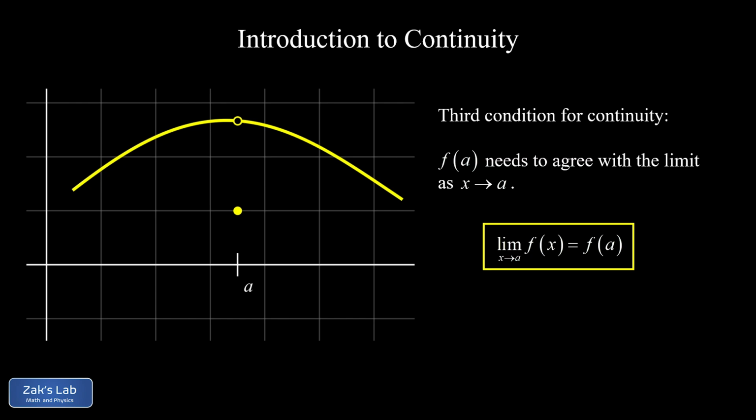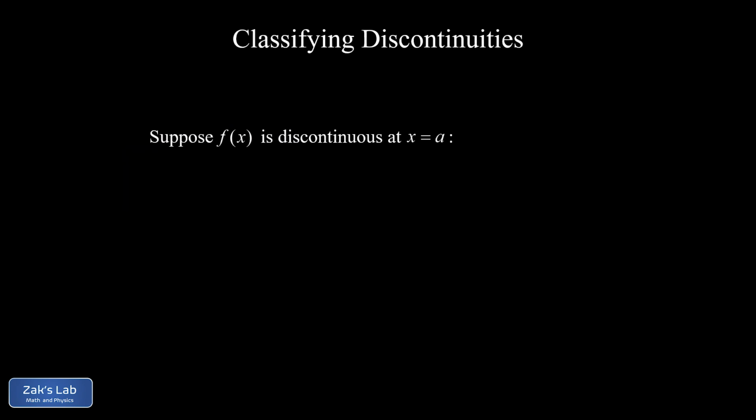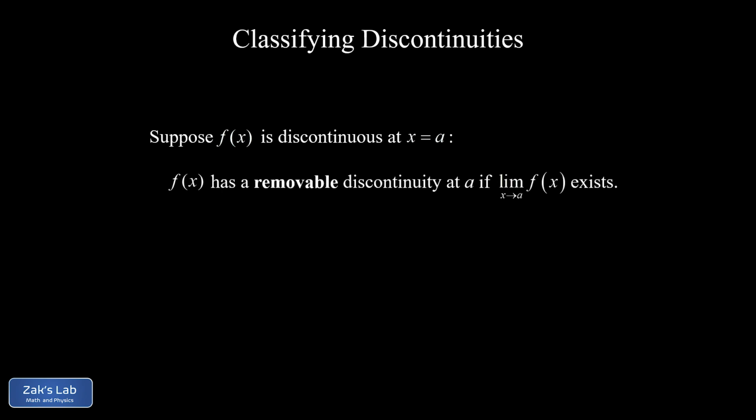All right, so before we get into some examples, I want to cover a quick guide to classifying discontinuities. So we're going to start with this statement. Suppose that f of x is actually discontinuous at x equals a. How do we tell what type of discontinuity we're looking at just based on the symbolic mathematics here? So first, given that we already know f is discontinuous at x equals a, we're going to call that a removable discontinuity if the ordinary limit as x goes to a of f of x actually exists.